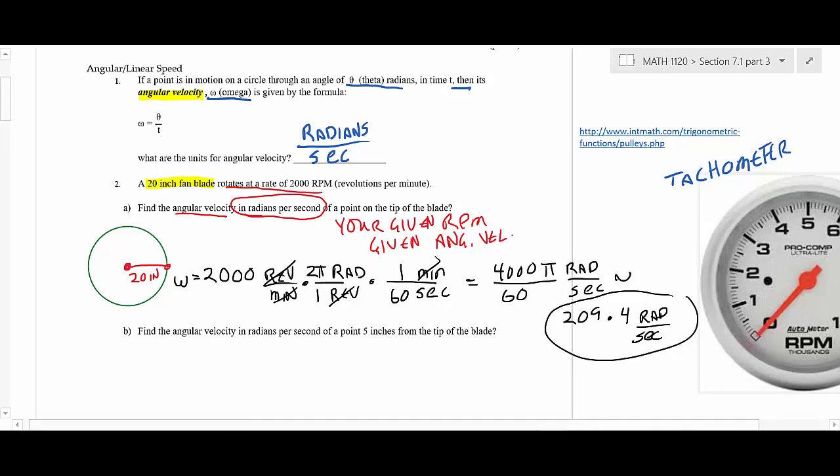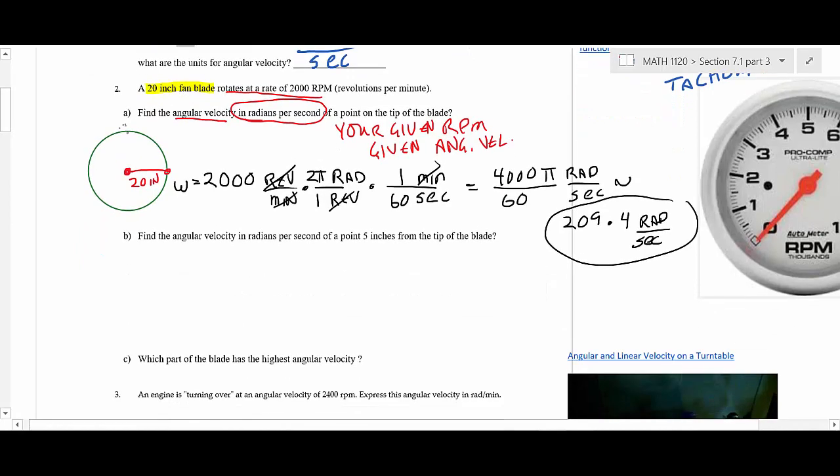All right, the next thing we want to do is this problem a little bit differently. We're going to see if we can reason through this problem. I'm going to draw another circle here. This time it says we're going to find the angular velocity, again in radians per second, and the point is going to be 5 inches from the tip of the blade. So that's still a 20-inch radius, but you're going to be 5 inches away. Instead of at the edge of the radius, we're here. And we're going to find the angular velocity there.